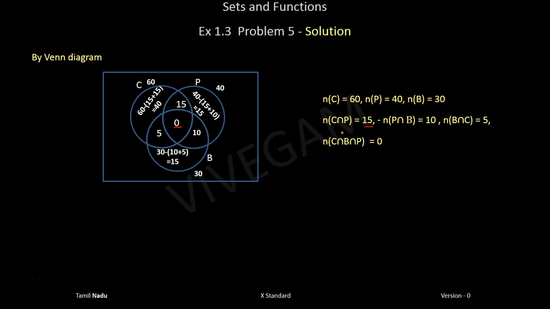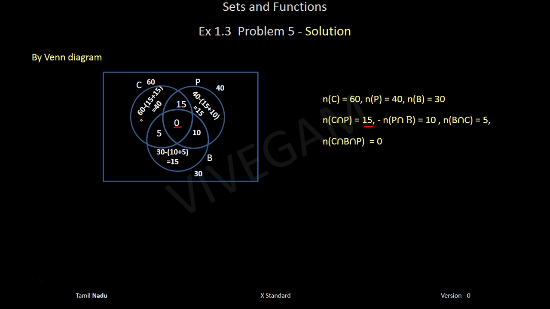C and B, that is chemistry and biology, that is 5, right? So the whole thing is 5, but this area is represented by 0, so this will be 5 minus 0, that is 5. Similarly, we have P and B, right? Physics and biology, that is 10. So this whole area is represented by 10 and this area is represented by 0. So this will be the whole area minus this, that is 10 minus 0 is 10. So we have all these 4 here.